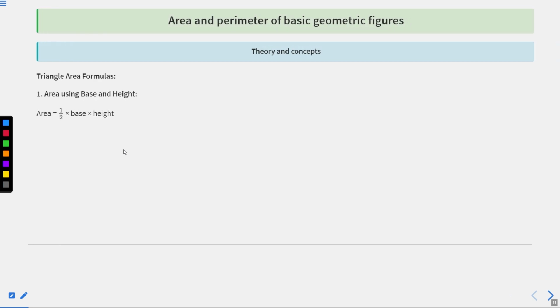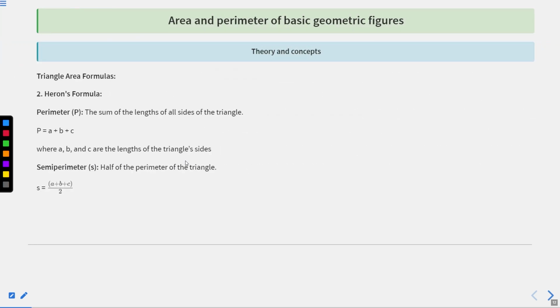So let's now talk about the area. How do you find the area of any given triangle? There is a possibility that the sides of the triangle are given to you. There is a possibility that the length of the base and the height is given to you. So how are you going to find the area? The area of a triangle is given by half into base into height. So this formula gives you the area of a triangle.